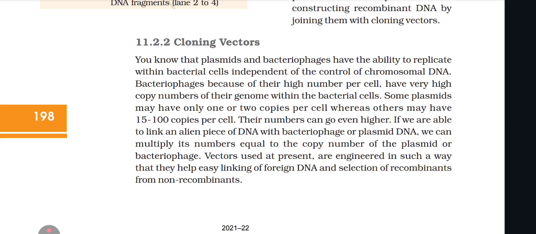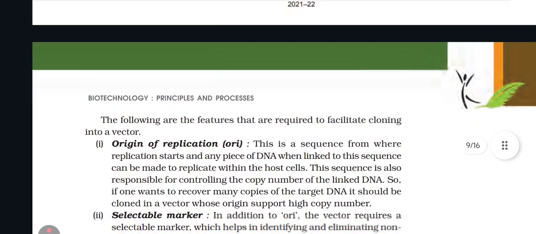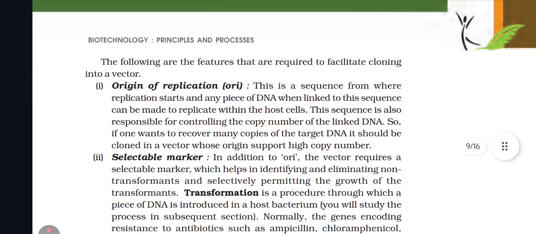Vectors used at present are engineered in such a way that they help an easy linking of foreign DNA and selection of recombinants from non-recombinants. The following are the features that are required to facilitate cloning into a vector. Origin of replication. This is a sequence from where replication starts, and any piece of DNA when linked to this sequence can be made to replicate within the host cells. This sequence is also responsible for controlling the copy number of the linked DNA. So if one wants to recover many copies of the target DNA, it should be cloned in a vector whose origin supports high copy number.